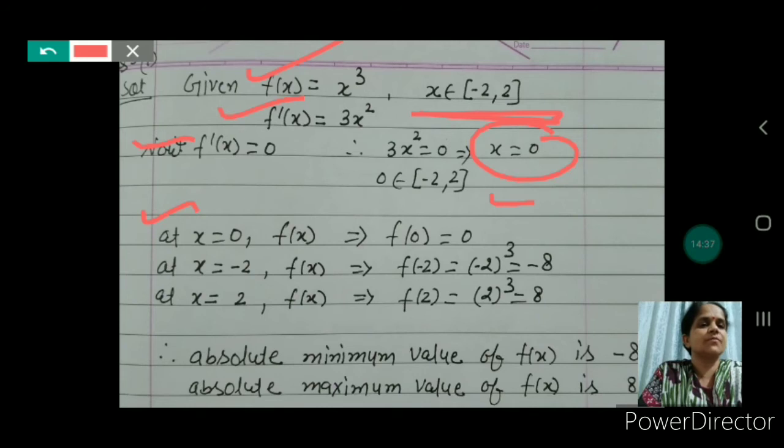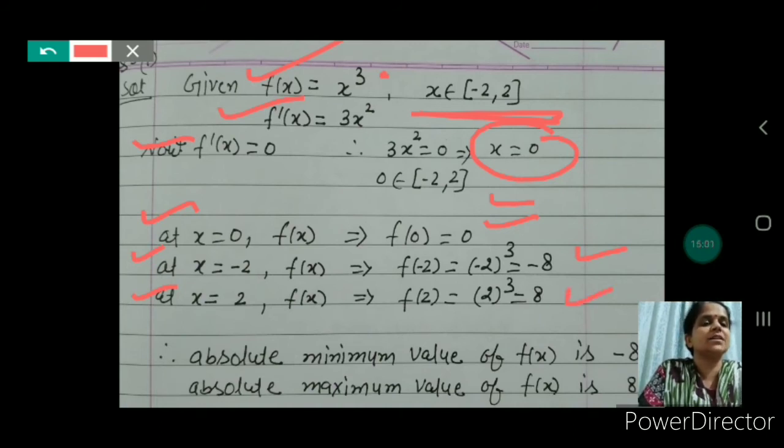Okay, so f(x): substitute x = 0 in the given function, you will get 0. Now at x = -2, f(-2) is -8. And now third, x = 2. -2 and 2 are the extreme points, and it is given in the interval -2 to 2. And you will get 8.